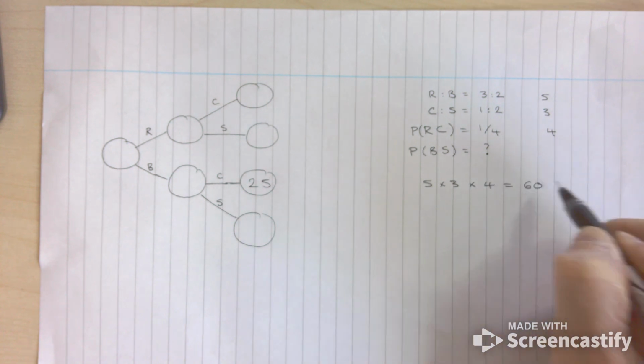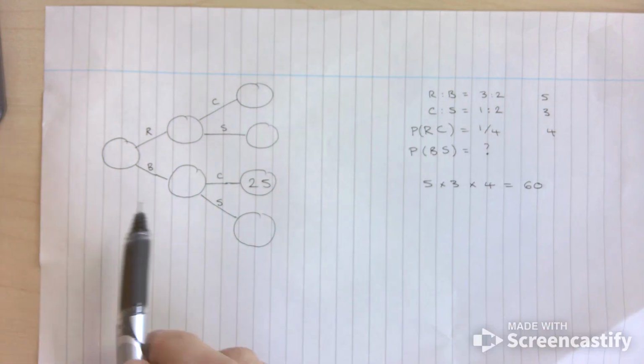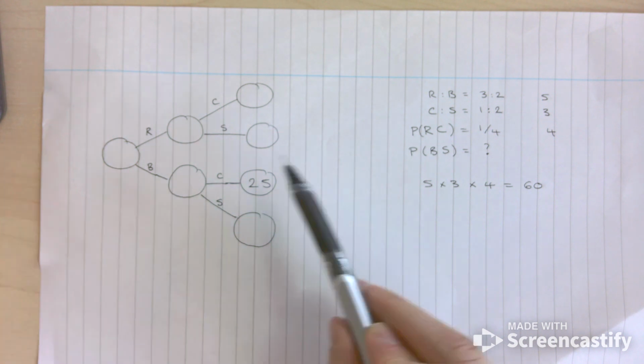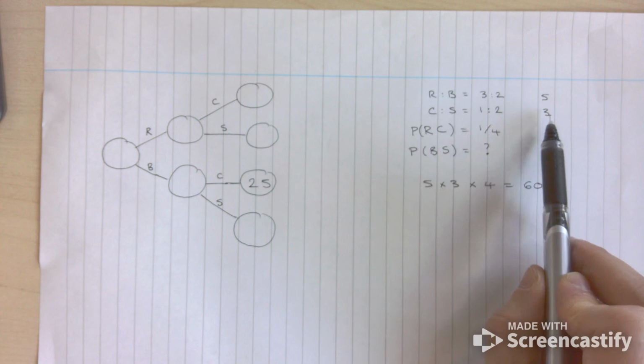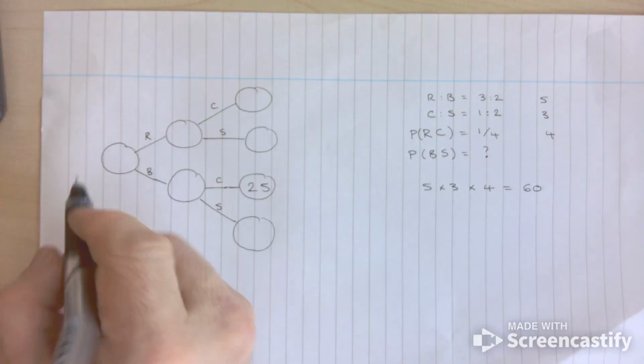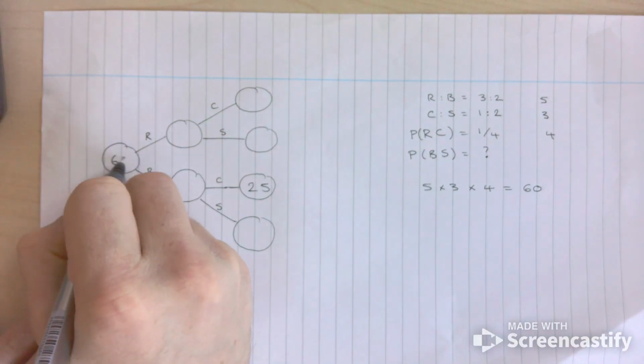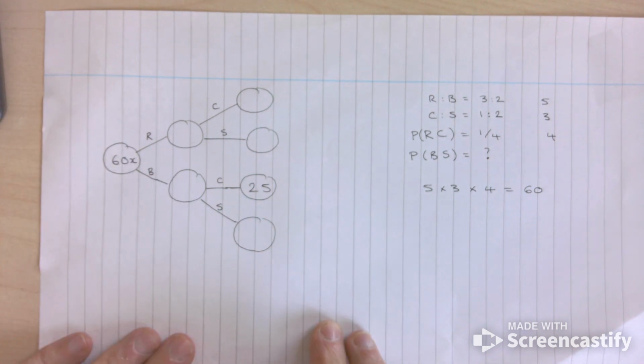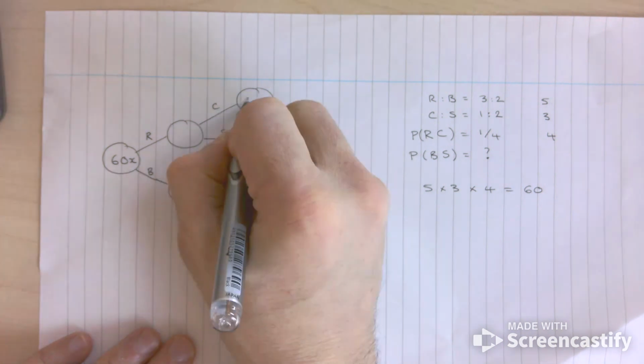you get 60. The overall frequency must be a multiple of 60 because it needs to be divisible by 5, 3, and 4. So then I called this 60x. And if that's 60x, we know that the red circles is a quarter, so that's 15x.